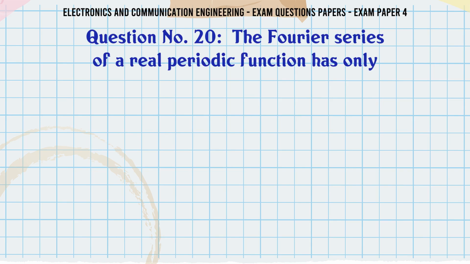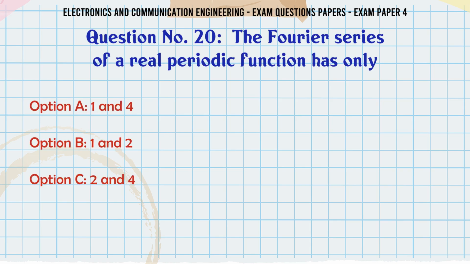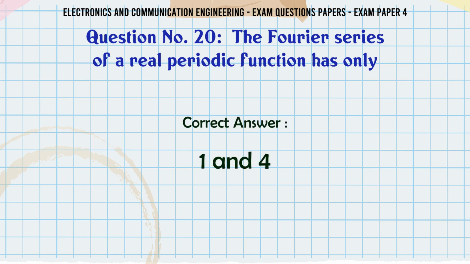The Fourier series of a real periodic function has only A. 1 and 4, B. 1 and 2, C. 2 and 4, D. 2 and 3. The correct answer is 1 and 4.